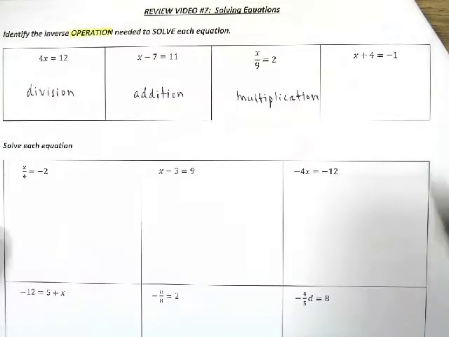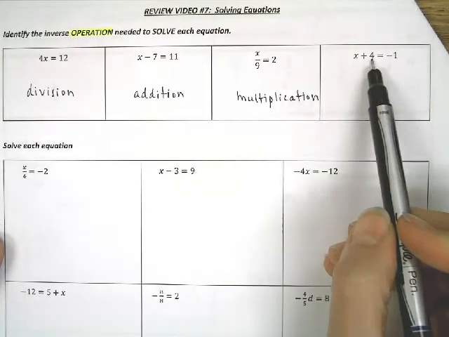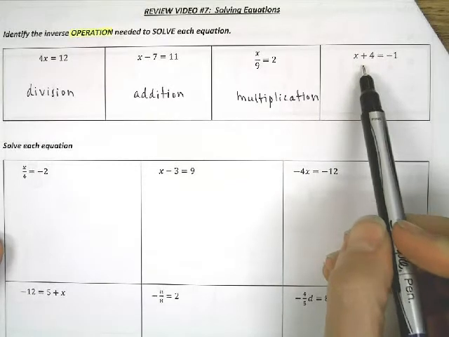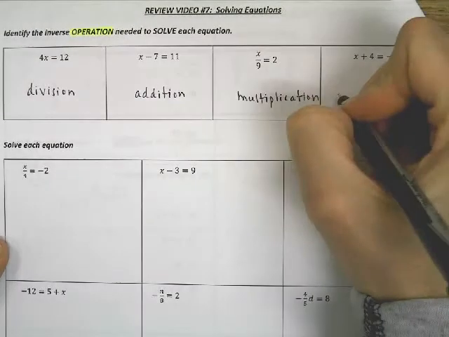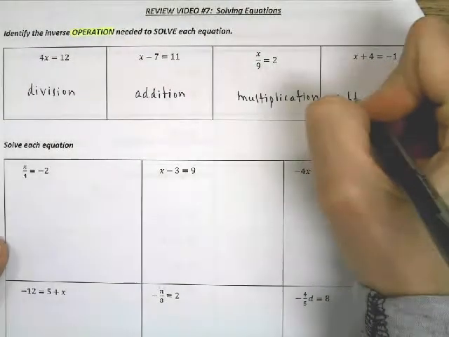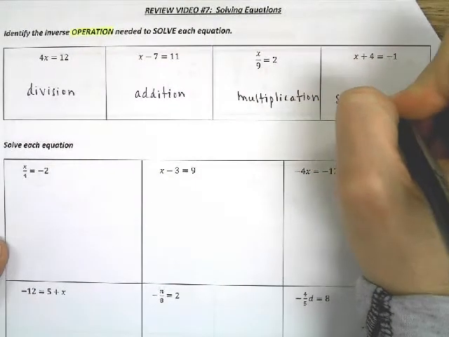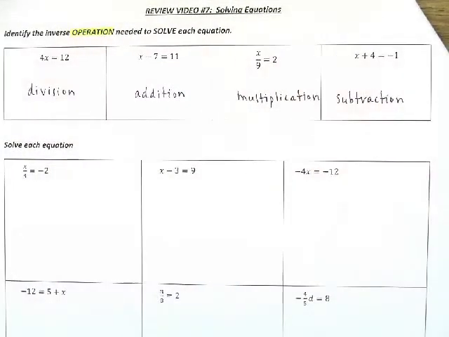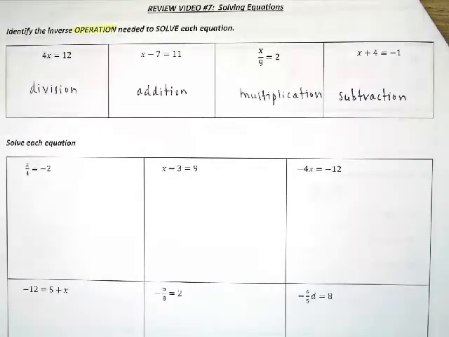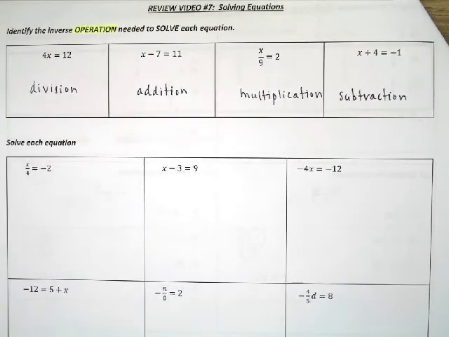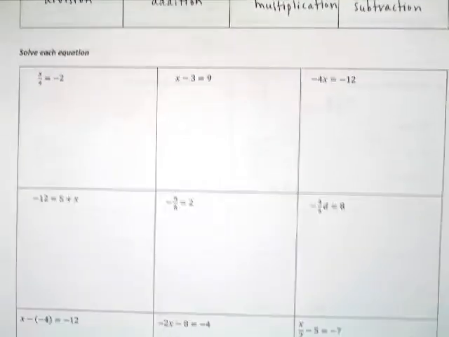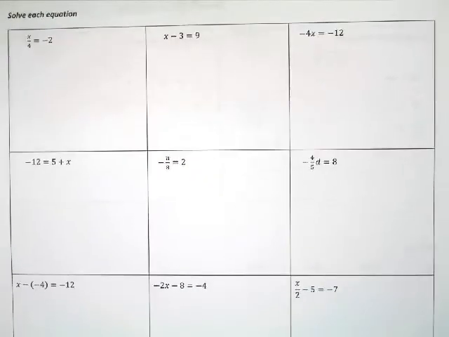And then last but not least, I have x plus 4 here. So to get x by itself, I would do the opposite, which is subtracting. So my inverse operation would be subtraction. You'll have a couple like that on the final, so I wanted to make sure that those directions were clear. Okay, then the rest of these are just solving like we have been for the last week or two.